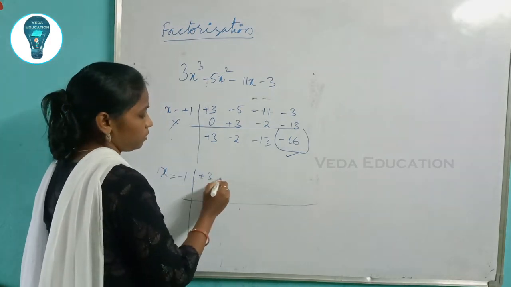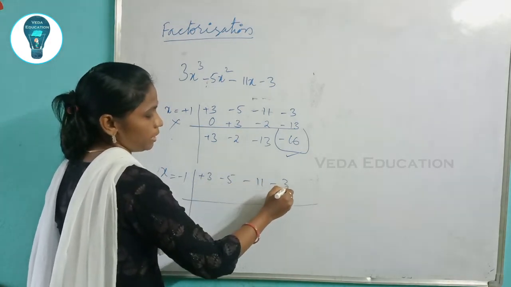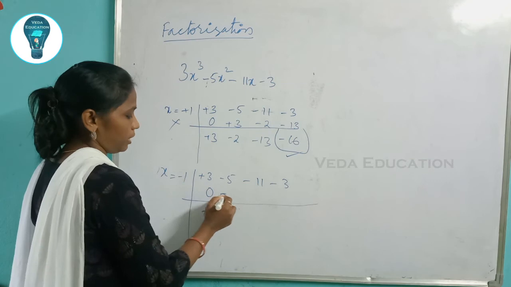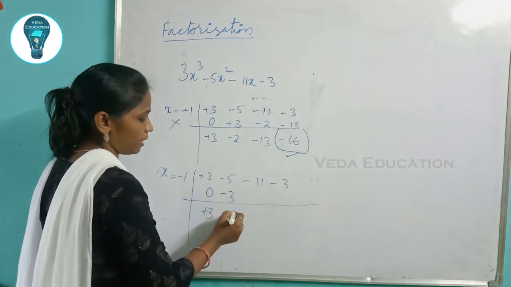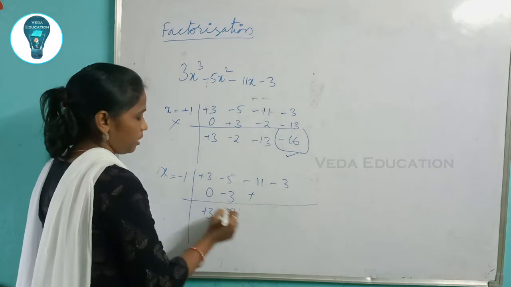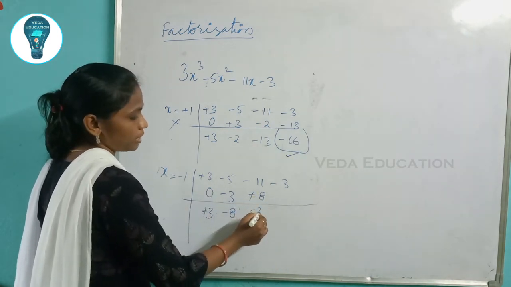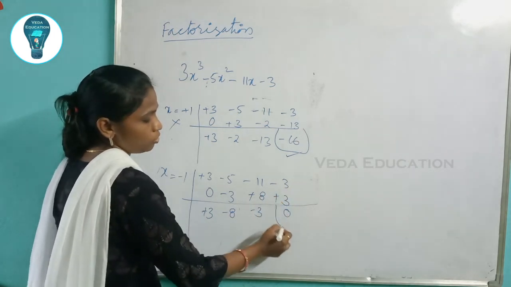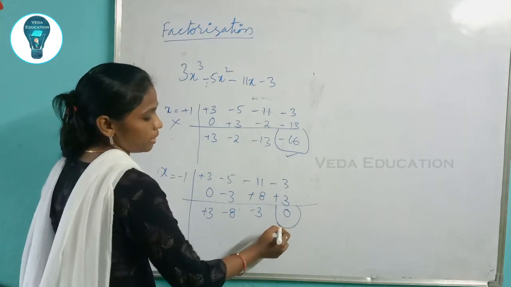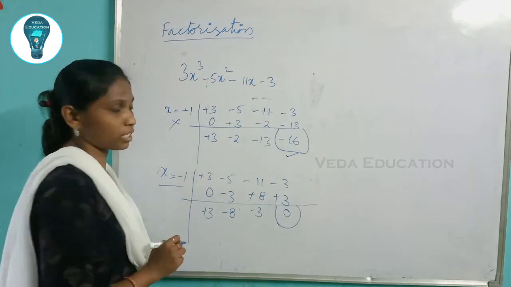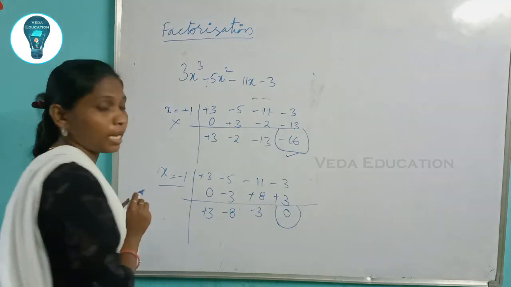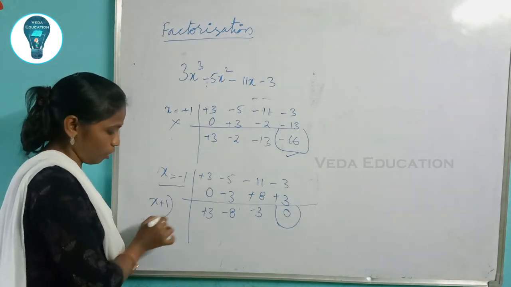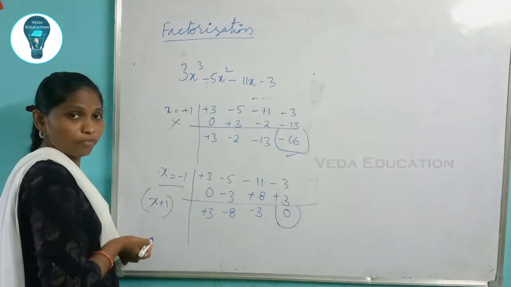Plus 3, minus 5, minus 11, minus 3. Same process. First step 0. Now plus 3 you will get. Plus into minus, minus. 3 ones are 3. So here you will get minus 8. Again minus into minus, plus. 8 ones are 8. So here you will get minus 3. Minus into minus, plus. 3 ones are 3. So minus 3 plus 3, you will get 0. So here we got the last number as 0. So it is satisfied. So one of the factors of the given cubic polynomial is x minus, x plus 1. Got it? When you are writing it as a polynomial, this becomes plus 1. So it is the x plus 1 polynomial. For the given polynomial, one of the factors is x plus 1.